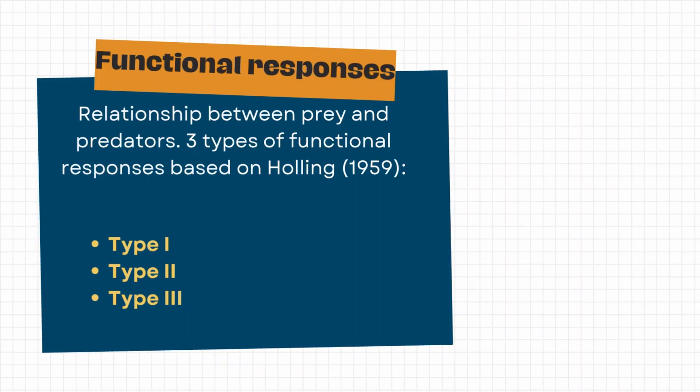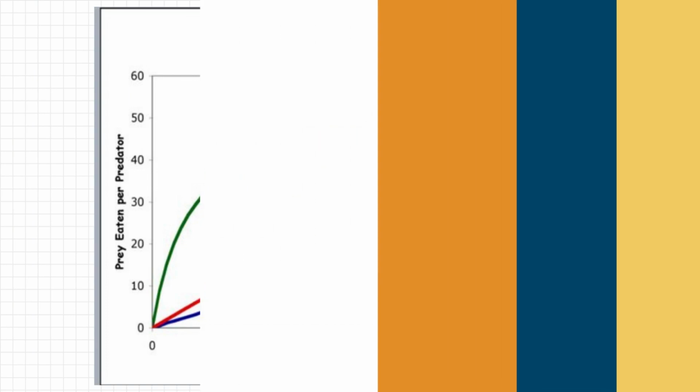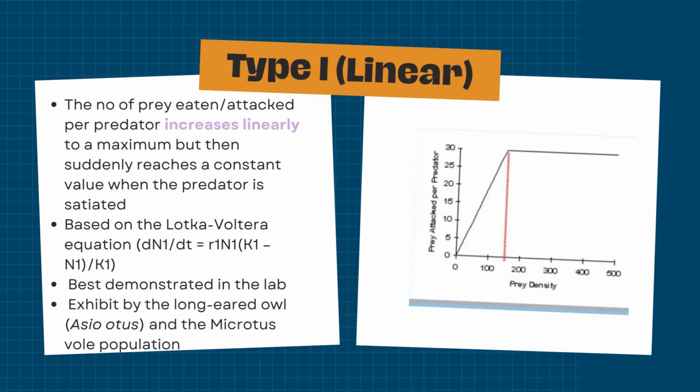The functional response, the relation between prey and predators. There are three types of functional response based on Holling 1959: type 1, type 2 and type 3. For the type 1 linear graph, the number of prey eaten or attacked per predator increases linearly to a maximum, but then suddenly reaches a constant value when the predator is satiated.